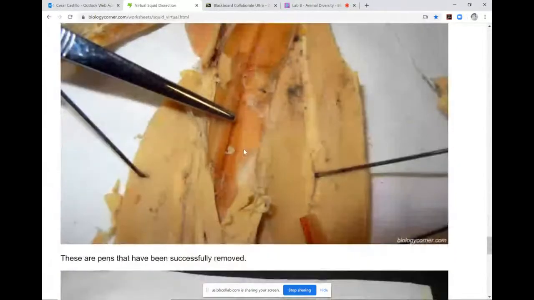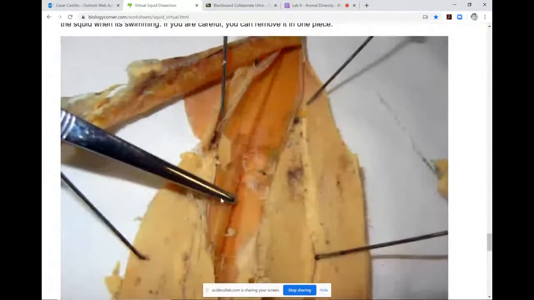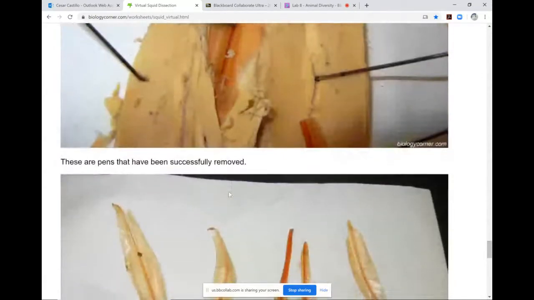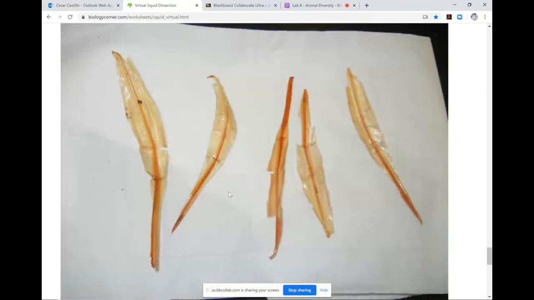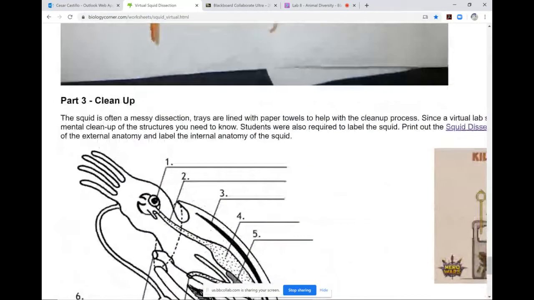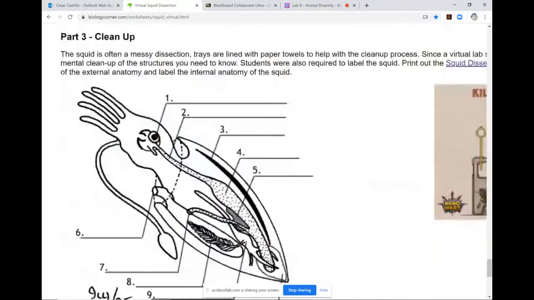Okay, so here's the shell again. This pen, we call it a pen. It's pointy at either end, and I guess it can give a little bit of structural support for the mantle, but not much. Here they are removed. Other species have stronger pens than this.